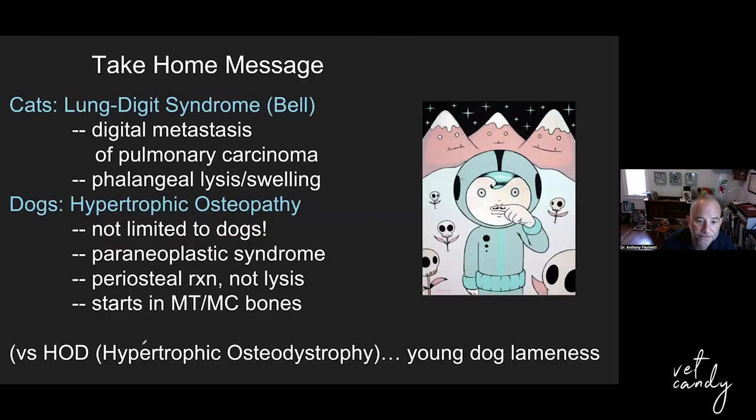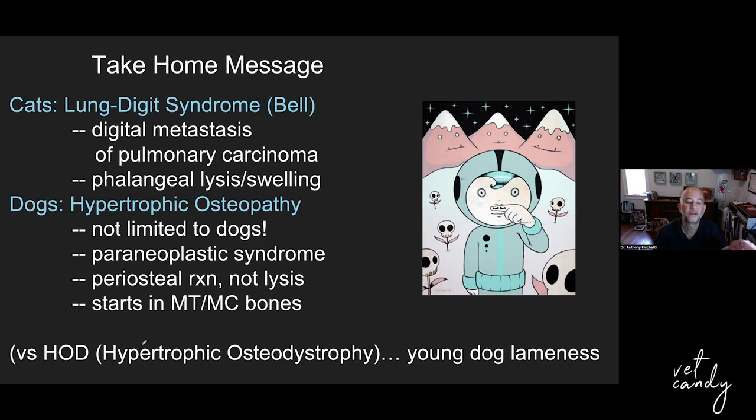Lung digit syndrome. Okay, so lung digit syndrome, like we saw in our kitty cat named Belle, it's a digital metastasis from a pulmonary carcinoma. You'll see phalanges lysis, also even new bone formation, but often, most commonly, you see soft tissue swelling. Please differentiate that from hypertrophic osteopathy, which is not limited to dogs, and it's a paraneoplastic syndrome when you get periosteal reaction in the metacarpal bones, sometimes in the digits, and it's not lysis; it's periosteal reaction, and it's in response to oftentimes a lung tumor. But if you remove that lung tumor for hypertrophic osteopathy, the periosteal reaction goes away.